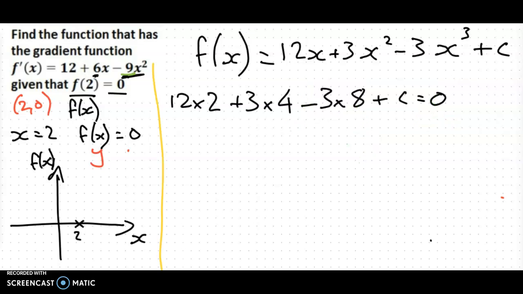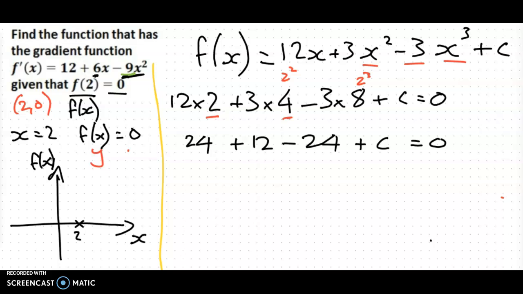Now we need to find c. By now we can do this pretty quickly. 12 times x, 3 times x squared. So x is 2, so 2 squared is 4, right? Minus 3 times x cubed, so 2 cubed is 8, so that's why I've got it like that. No worries. And this ends up being quite easy. 12 times 2 is 24, 3 times 4 is 12, minus 3 times 8 is minus 24. I preemptively crossed out the 24 because I knew that I'm going to get 24 minus 24. That's 0. And so all I'm left with is 12 plus c equals 0, so c must equal minus 12.